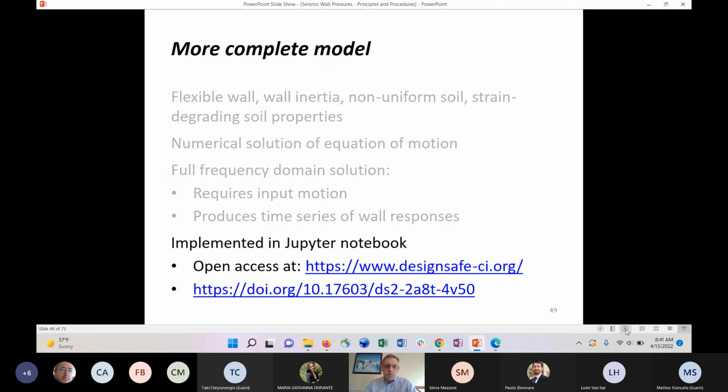So we've developed these solutions. It's implemented in a Jupyter notebook, as indicated here, and can be used by engineers. You basically give the properties of the wall, the properties of the soil, the input motion, and it will work through the problem for you. This is something that Maria Giovanna worked on when she was here at UCLA.